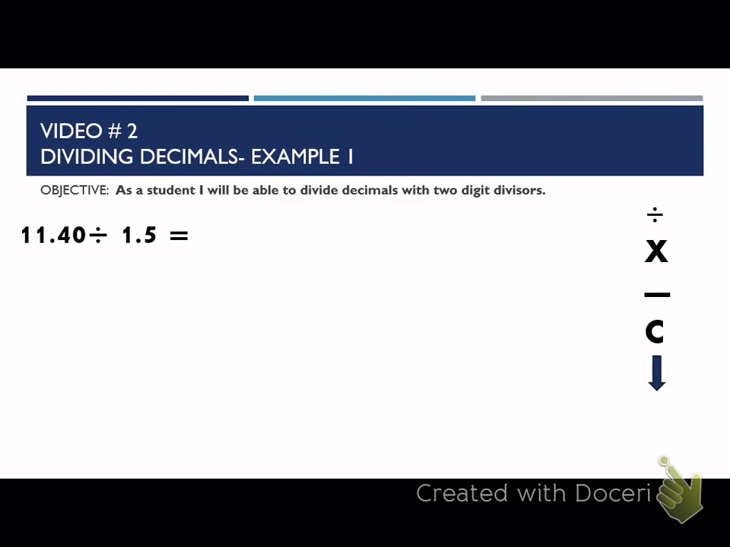Alright guys, welcome to video 2 of dividing decimals. We have 3 examples for you today. Remember that these need to go on your graphic organizer.